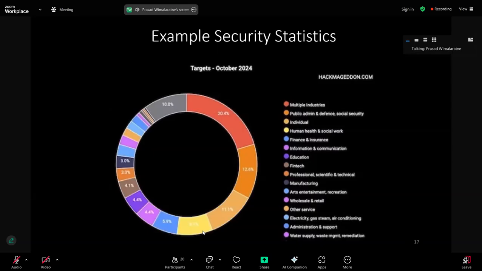And the second snapshot is just to show you, again from the same site, as of October 2024, the different sectors being affected from different industries: individuals, finance and insurance, education, fintech, and various others. You can see targets being made by different hackers basically.